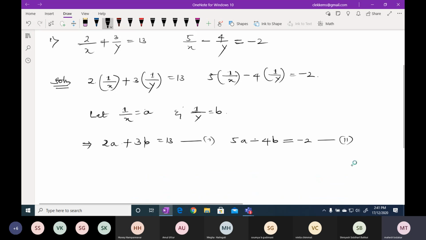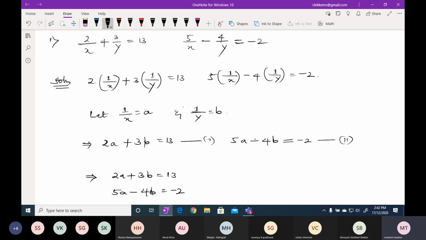Now equations 1 and 2 are ready. Now you need to solve these two equations by any method. You have learnt three methods already: substitution, cross multiplication, and elimination. I'll go with the elimination method. So 2a + 3b = 13, and 5a - 4b = -2.